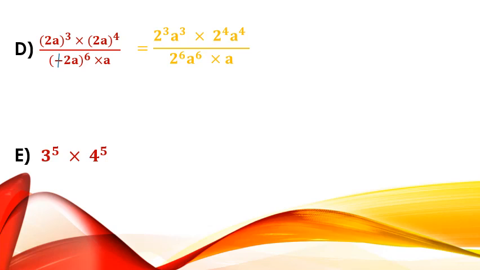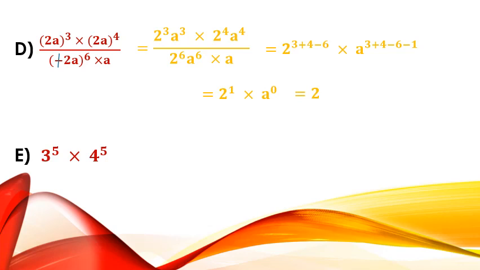For example, 2 is a common base and a is a common base. The first, 2 power 3 plus 4 minus 6 times a power 3 plus 4 minus 6 minus 1, because a equals a power 1. Then 2 power 1 times a power 0, a power 0 equals 1, then 2 power 1 equals 2.